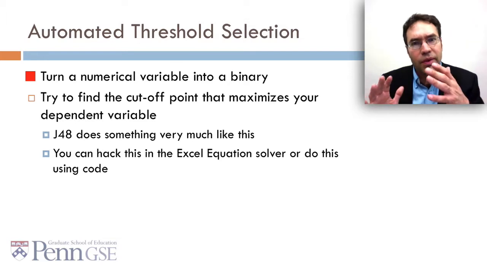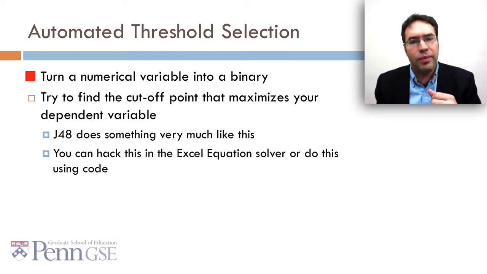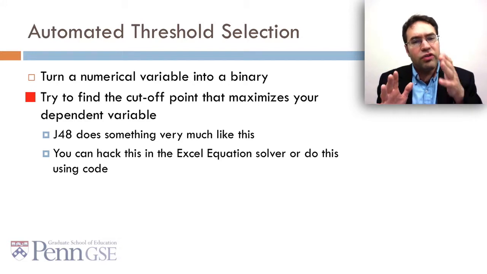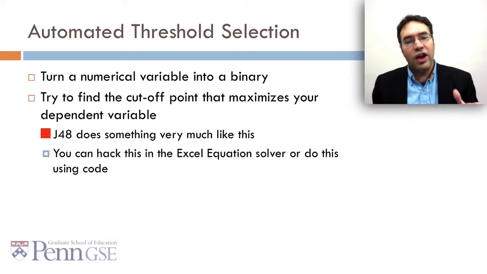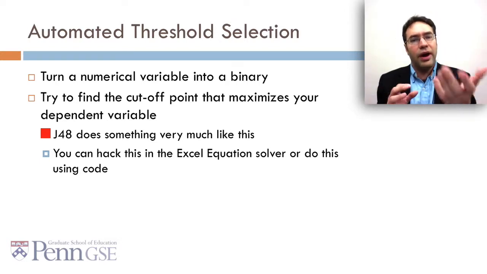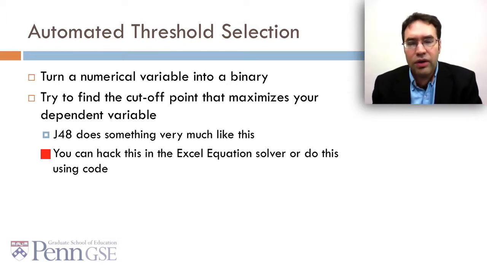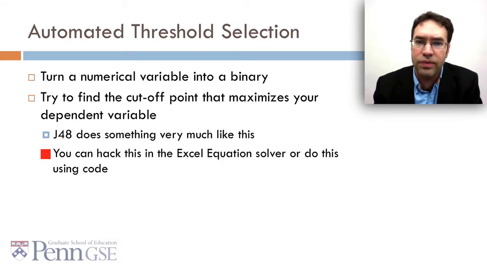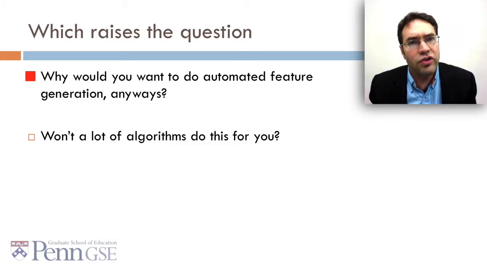Another method for automated feature generation is automated threshold selection, where you turn a numerical variable into a binary. What you do here is you try to find the cutoff point that maximizes your dependent variable. J48 actually ends up doing something very much like this. So if you're doing J48, you really don't need to binarize necessarily. But if you're using other algorithms, it might be useful. Now, it turns out that you can hack this in the Excel equation solver, or you can do this using code.